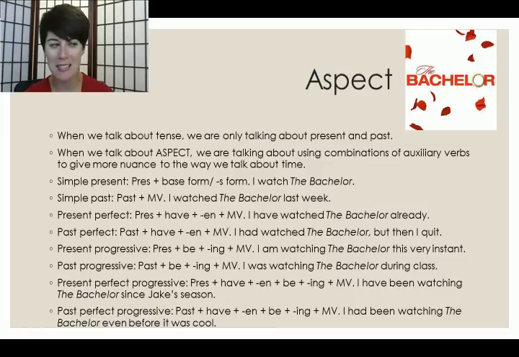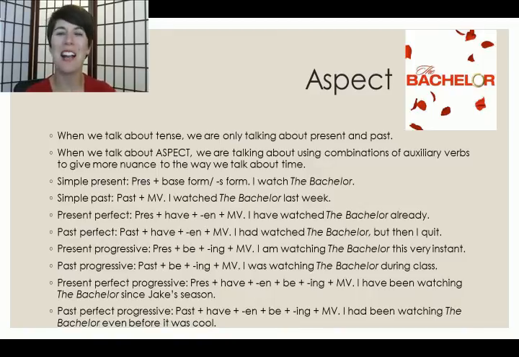Or past perfect progressive. Past onto have is had. Some people have a little bit of trouble with the past tense of have. I had, en onto be is been, ing onto main verb is watching. I had been watching The Bachelor even before it was cool.